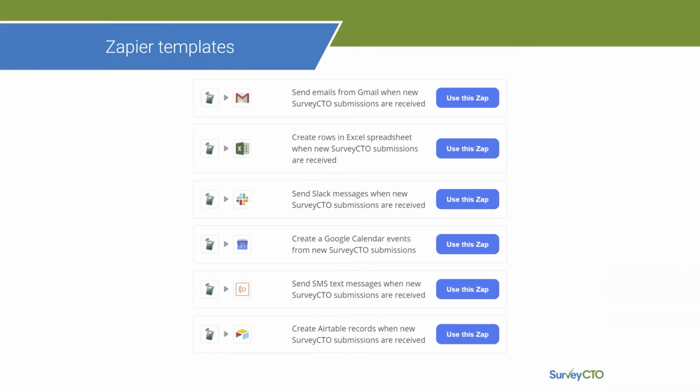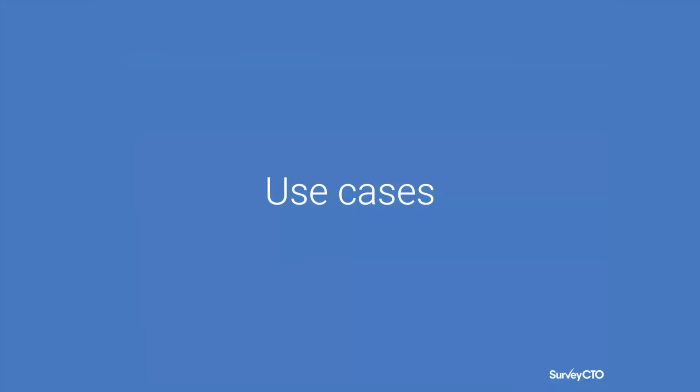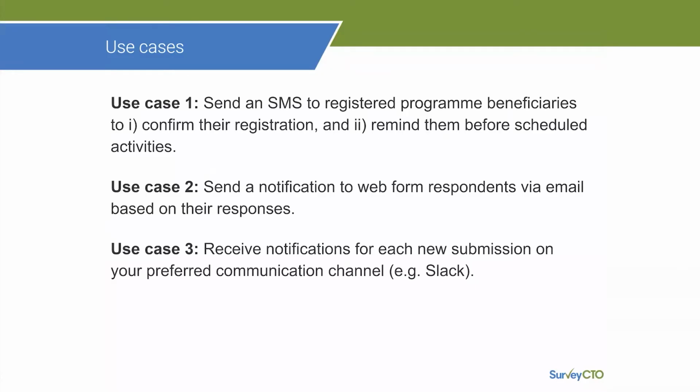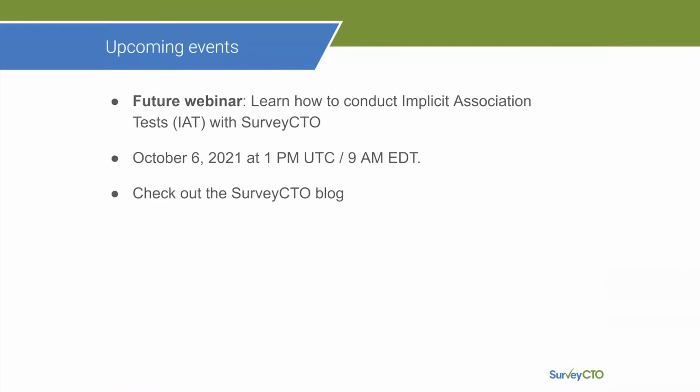Okay, so we've talked a little bit about what Zapier is. Let's see what Zapier looks like in action. We'll do this by looking at some use cases. So we have 3 use cases that we'll look at: sending an SMS, sending an email notification based on a response, and then using Slack if you want to use that as a communication channel. We'll use Slack as our example. Let's see if we can get into that.